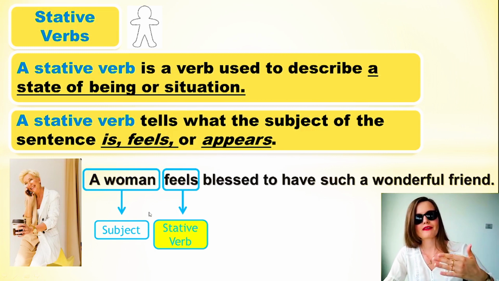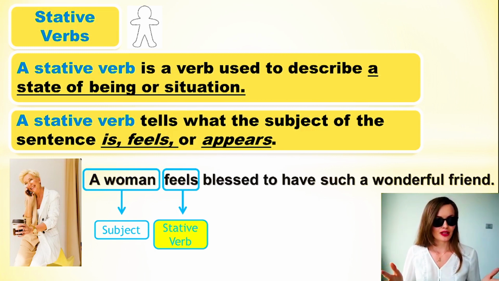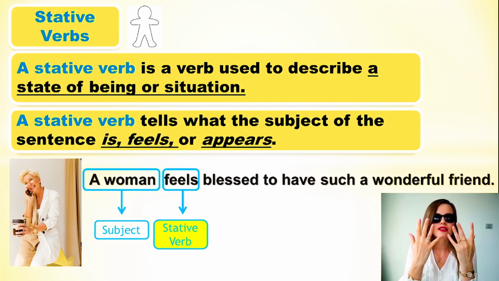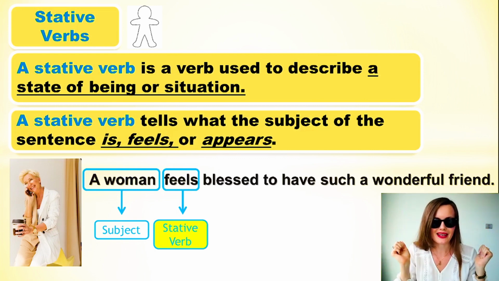A woman feels blessed. If you look at this picture, can you see what this woman feels? No, right? That's why it's a stative verb. A stative verb describes a state of being. You cannot see it with your eyes, right?